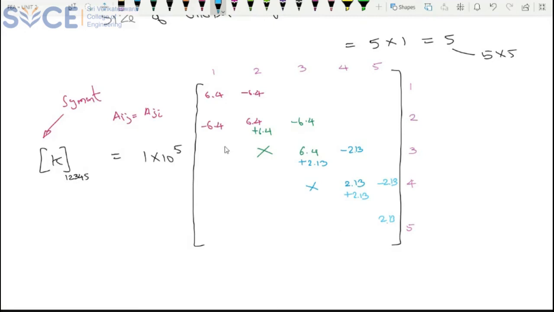Okay, so these terms are symmetric. No need to write. Only when you are substituting do you concentrate on it. Other things you can just leave. For the other part, whatever is not filled, you consider that as 0. So this is 0, this is 0, 0, 0, 0, and 0. So this is my stiffness matrix.